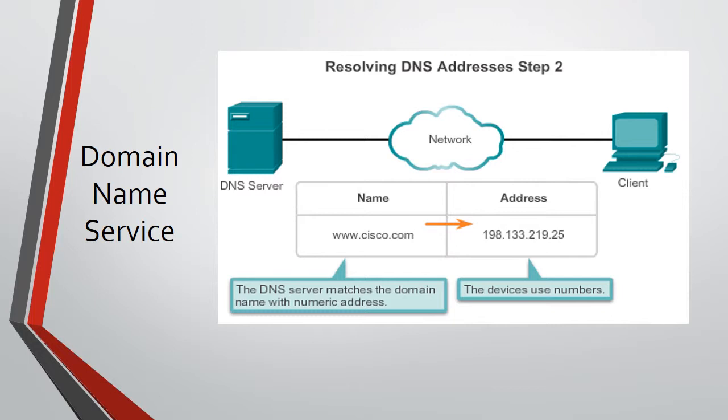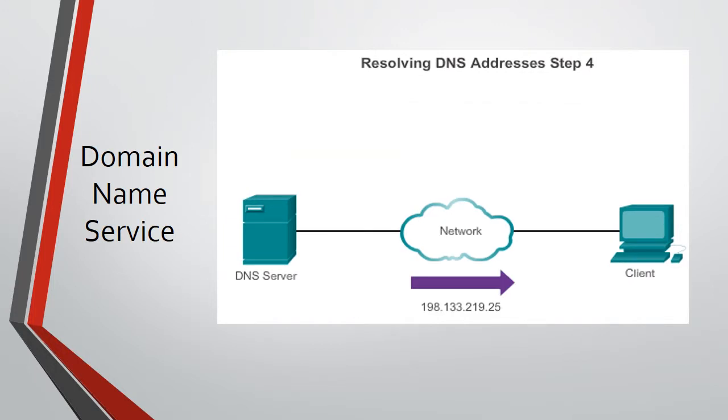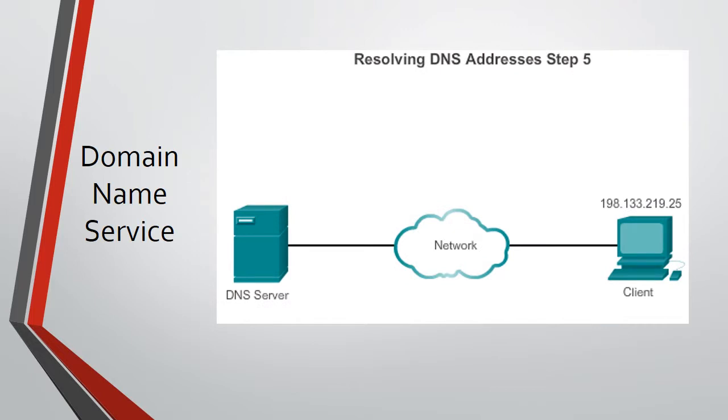For example, for www.cisco.com, the numerical value is 198.133.219.25. The client asks the DNS server for the numerical value for the address for cisco.com. Then the DNS server replies to the client with the numerical value, and the client receives the numerical value.